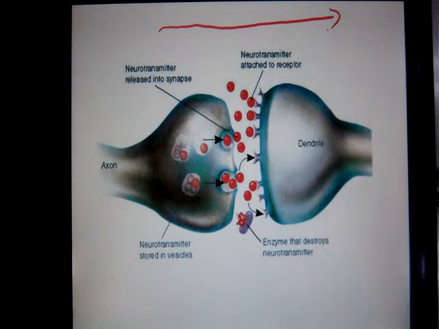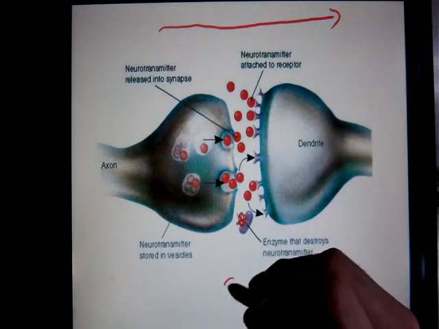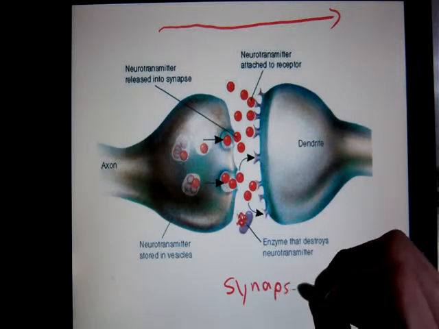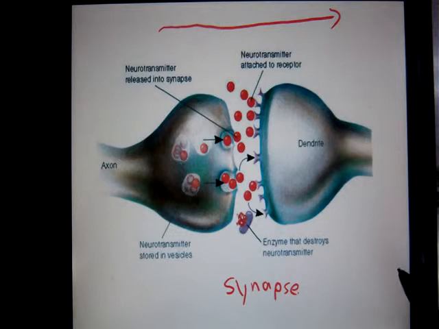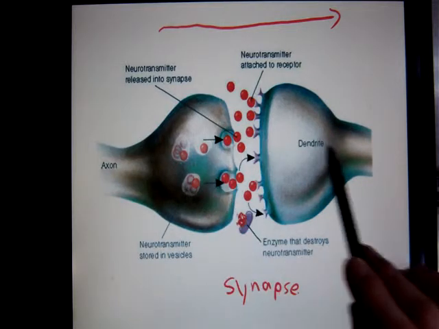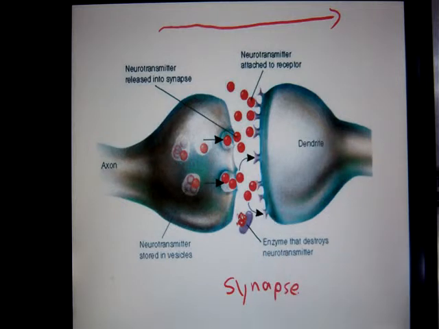Okay? Notice that the two neurons do not touch. Okay? There's a space between the two neurons. That space is called a synapse. And we're going to take a look at the events that happen at a synapse. Basically, that signal has to get from the first axon to the second axon, right? And it's got to go across this gap. So how does that signal jump the gap?